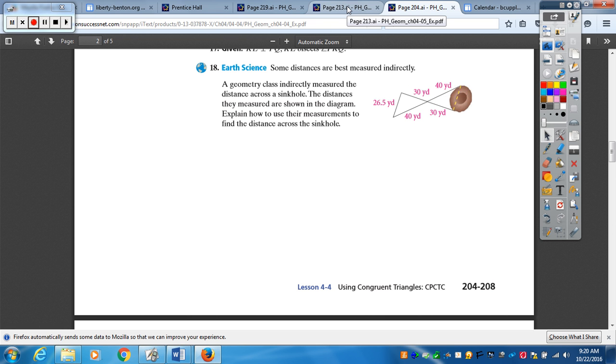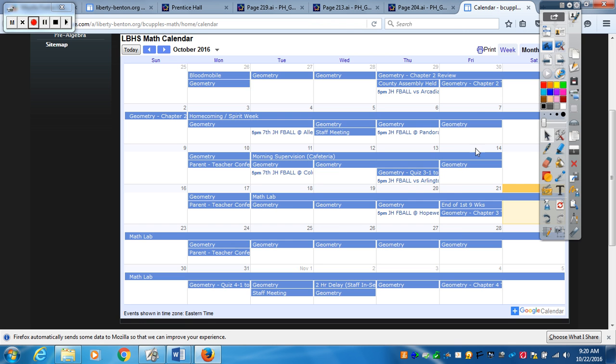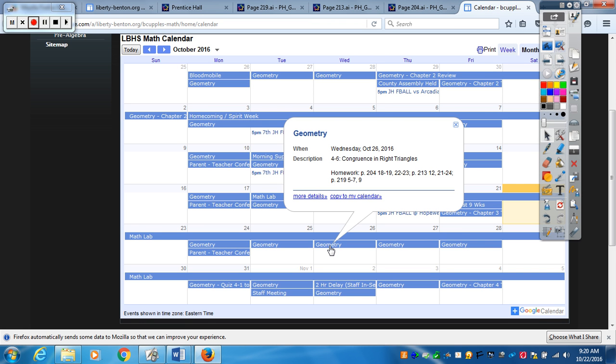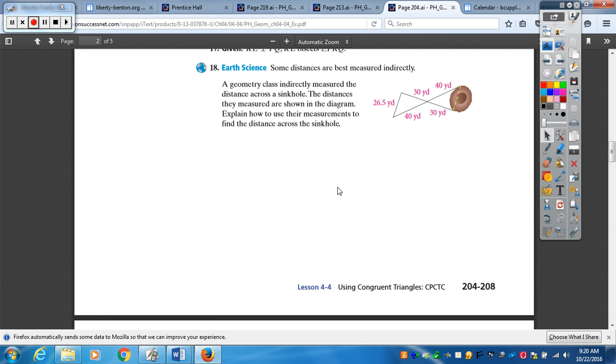So we had from page 204, numbers 18 and 19 and 22 and 23. I'll attempt to show you what to do on those. It says some distances are best measured indirectly, and we'll talk more about this later on this year as well. A geometry class indirectly measures the distance across the sinkhole. The distances they measured are shown in the diagram. Explain how to use their measurements to find the distance across the sinkhole.